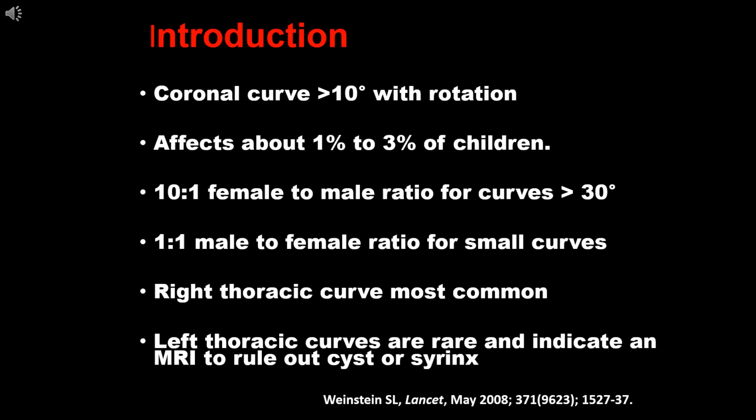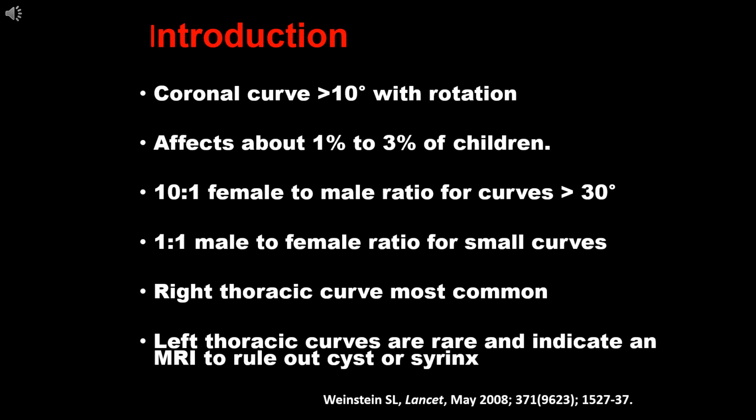Today we will discuss adolescent idiopathic scoliosis. Adolescent idiopathic scoliosis, a coronal curve of more than 10 degrees with a rotation, affects about 1 to 3% of the children. Curves more than 30 degrees are more common in females, in the ratio of 10 to 1. Smaller curves are common equally in both males and females.